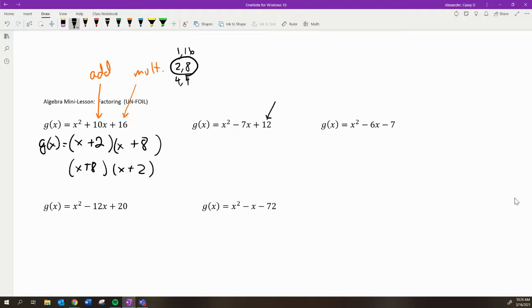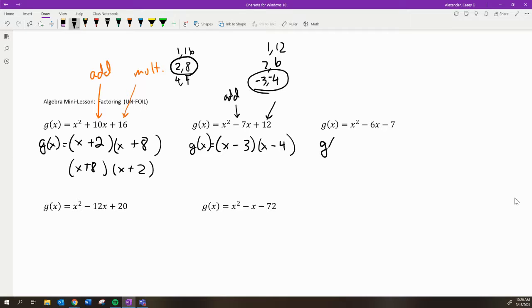So we need them to multiply to 12. That's 1 times 12, 2 times 6, and 3 times 4. Except they need to add to equal -7. And that means, if you think about it, we actually need to make both the 3 and the 4 negative, because -3 times -4 is +12, and -3 plus -4 is -7. So that's another example that works. Pause the video and try these other three.